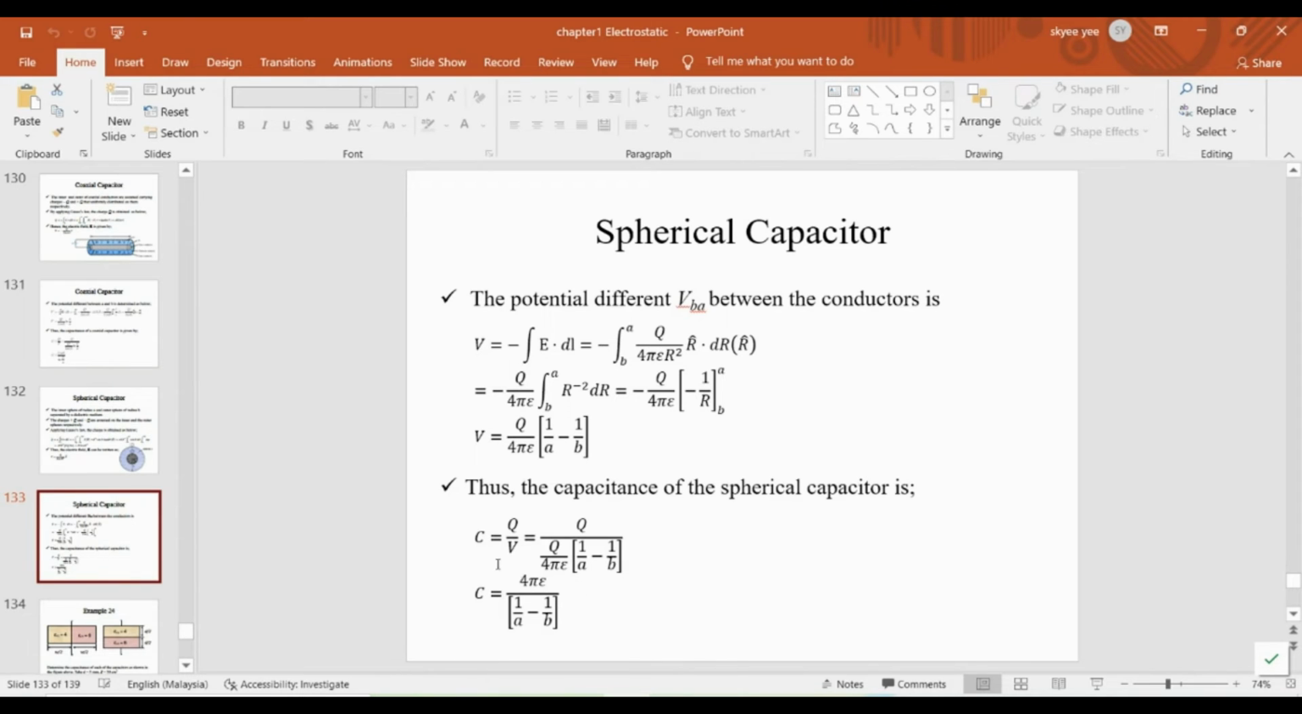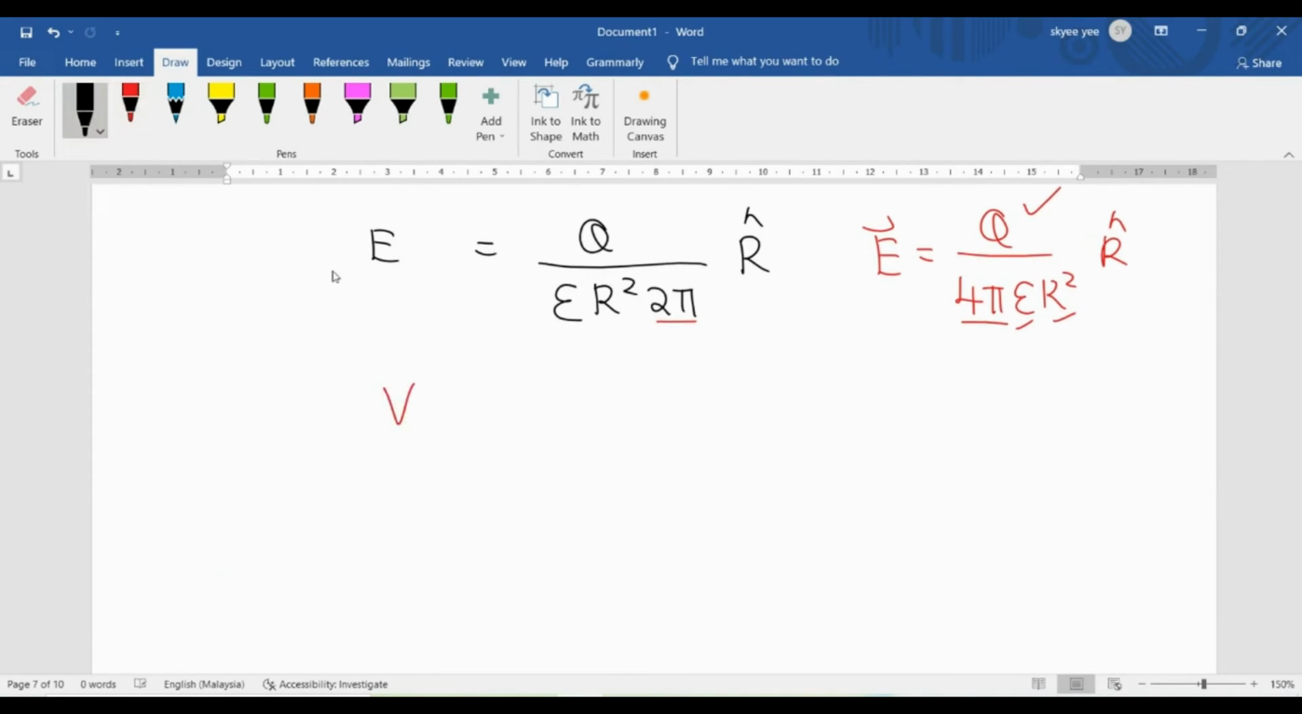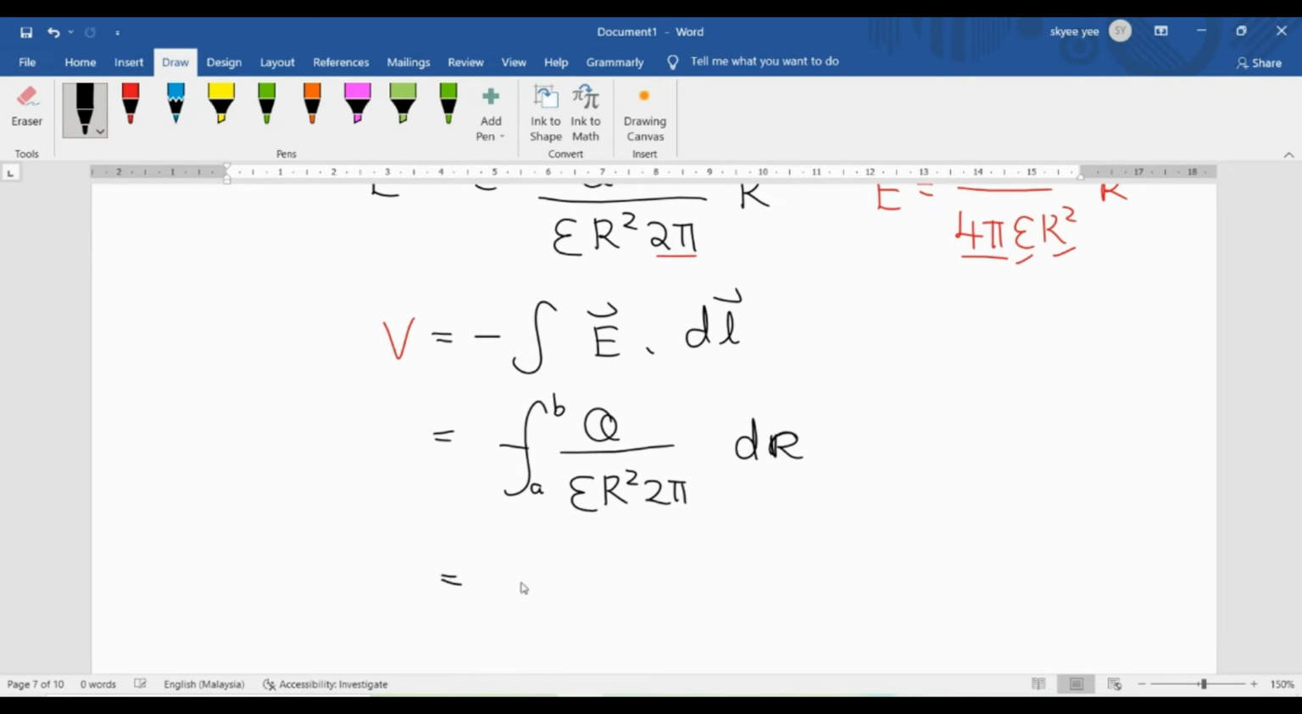So what is the thing that you will change? Any idea? It will become 2 pi, right? It will become 2 pi epsilon over 1 over a minus 1 over b, because this thing changed already. We'll go through very quickly. This is a, b, inner radius, outer radius. So dr I will skip, because it is the same thing. This is dr.